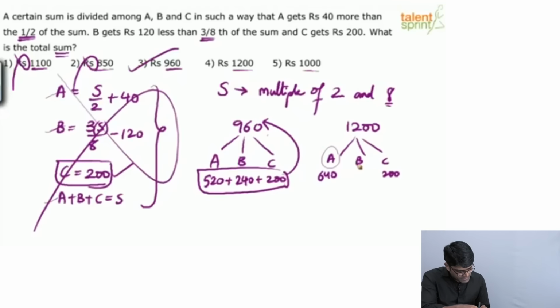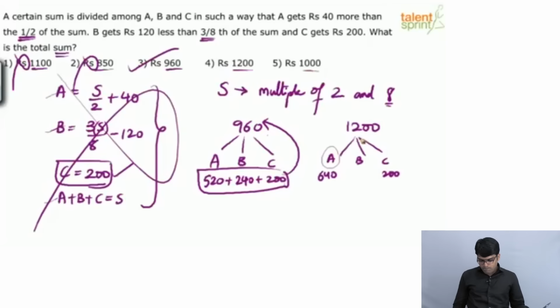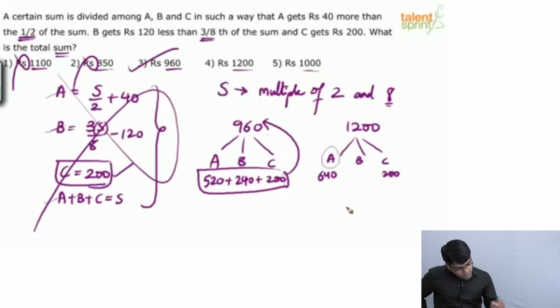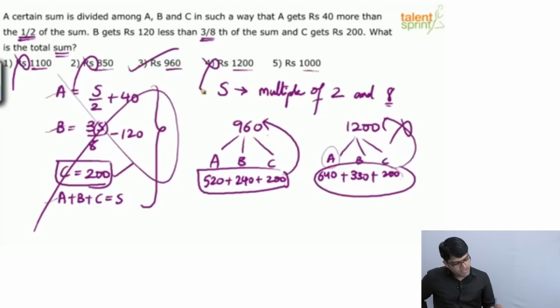How much will B get? 3/8 of the sum minus 120. What is 1/8 of 1200? 150, right? See, 1200 by 8 will be 150. 3/8 of 1200, 150 into 3, is 450. 450 minus 120 is 330. Add these 3: 640 plus 330 is 970, and 970 plus 200 is 1170. Is this adding up to 1200? No. So option 4 cannot be the answer. Similarly, you will also find that option 5 is also not the answer.